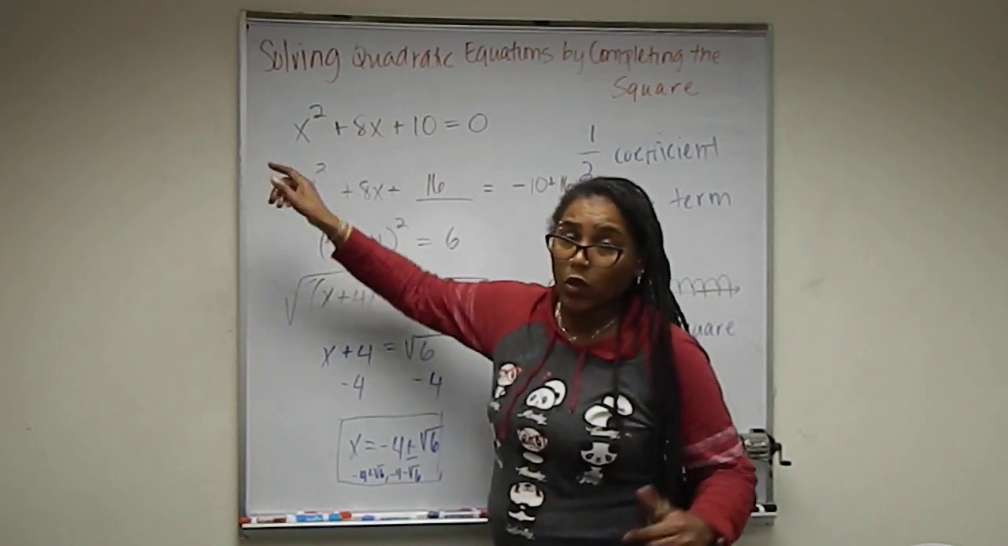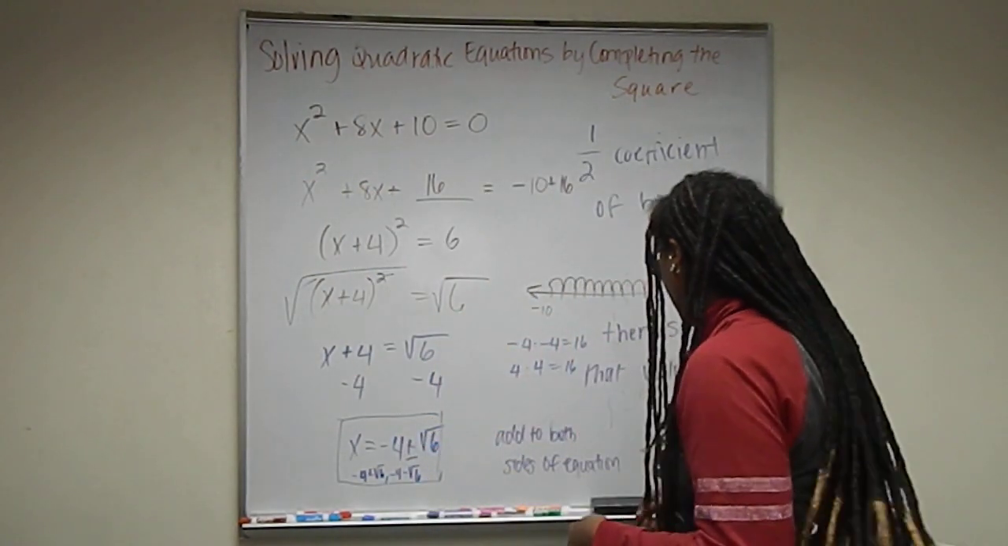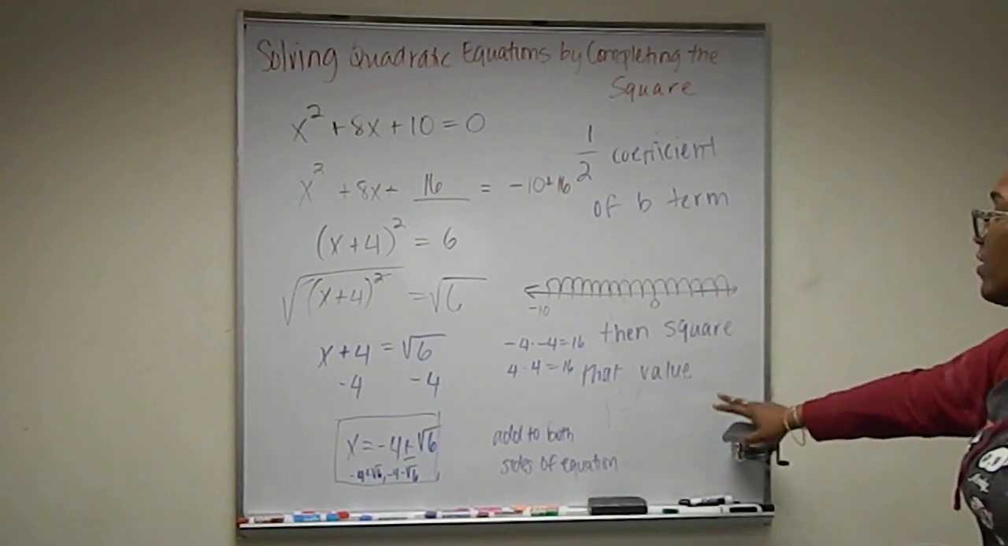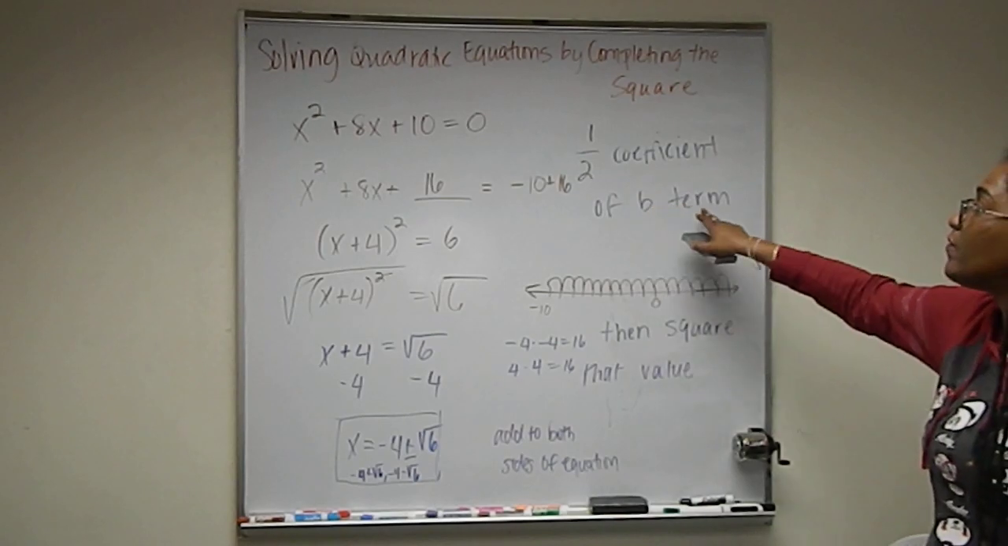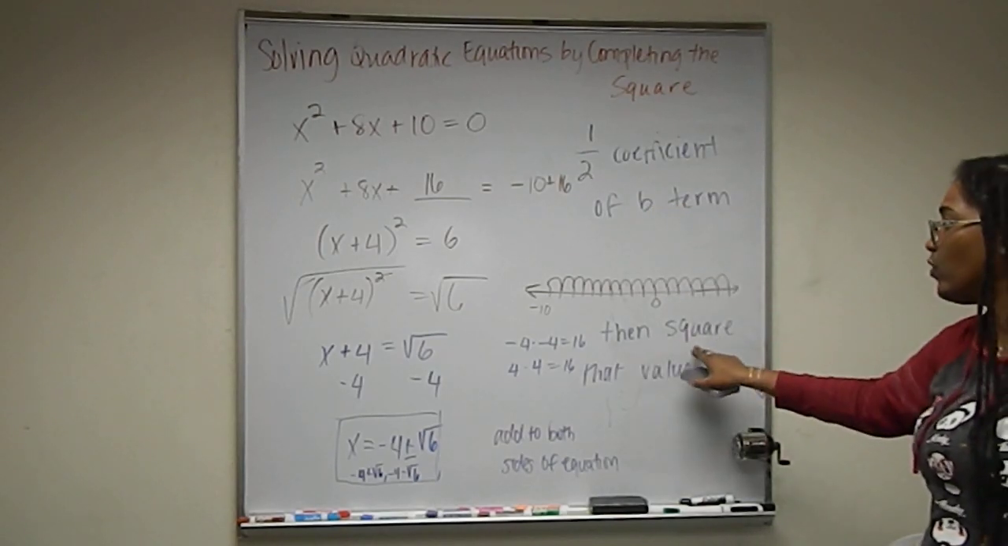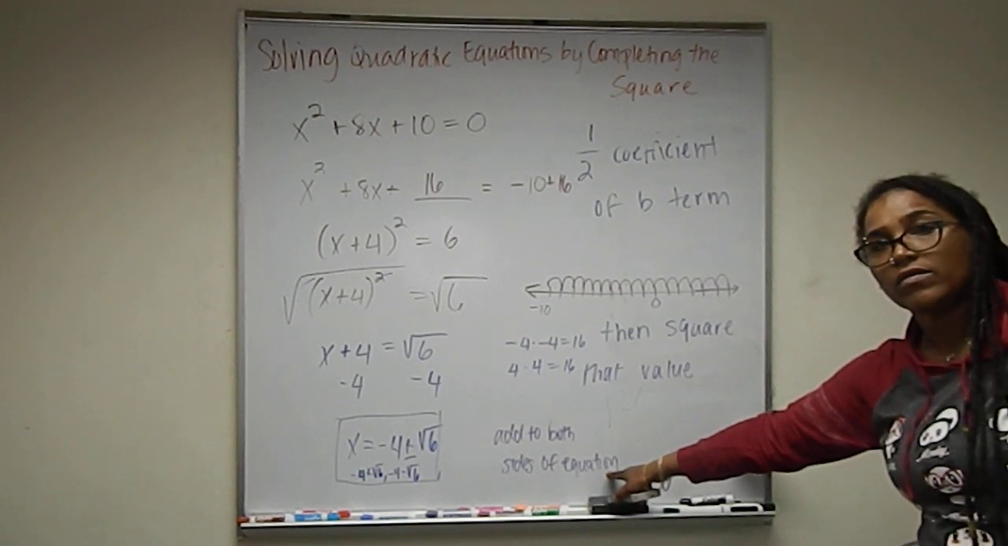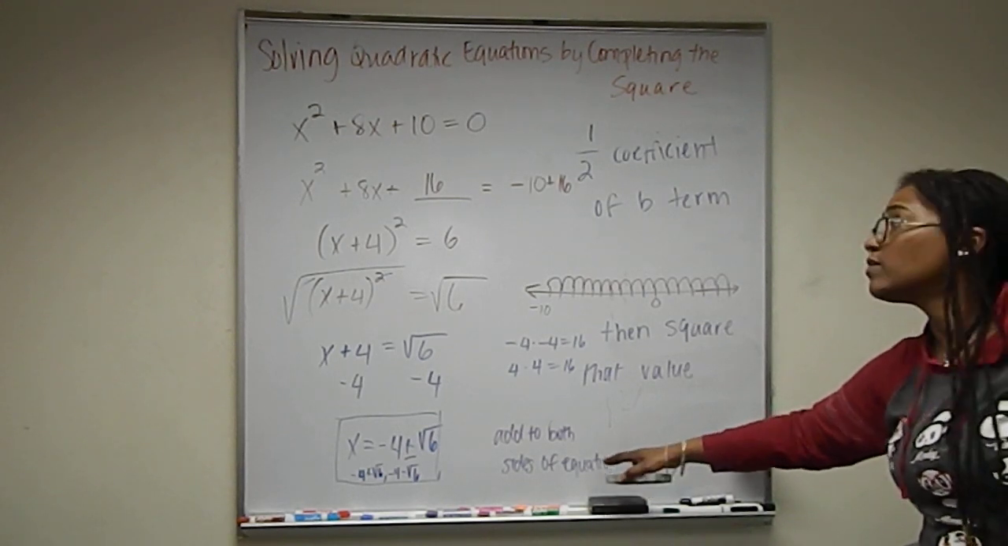All right, so let's jump up to one of these where our A term is not 1. What do we do when A is not 1, right? So I'll show you. And hopefully, can I erase these directions now too? You kind of got that down. Half the coefficient of the B term, then square that value and add it to both sides of the equation. Got that? Write it down.